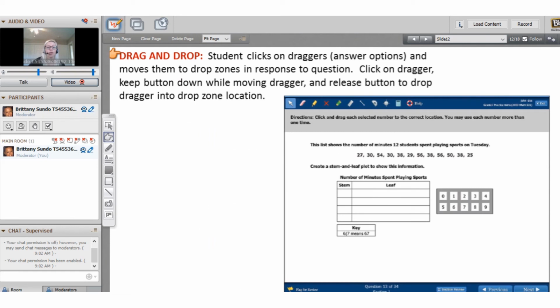I want to go over what the TEIs will look like. This is an example of a drag and drop question. So the student will click draggers or answer options and move them to the drop zones. So this is very much like the examples that we see in Study Island for math. Okay, so they select an answer and they drag it into the appropriate place. You do that by clicking on it and then releasing it where you would like it to go.